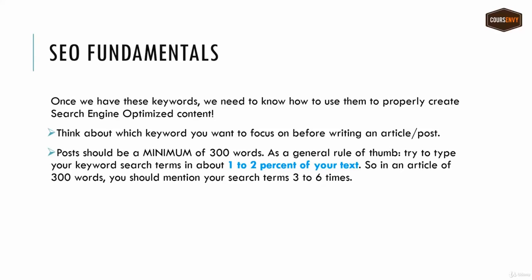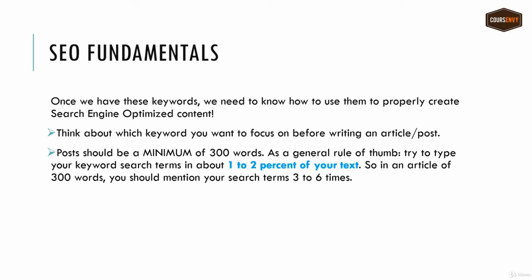So once we have these keywords, we need to know how to use them properly to create search engine optimized content. Before writing an article, you want to think about which keyword you want to focus on. When you create that post or page or article, it should be a minimum of 300 words. Google really frowns on anything shorter because how much content can you actually get out there that isn't just an advertisement in under 300 words? As a general rule of thumb, try to type your keyword search term into about 1 or 2% of your total text. So in an article of 300 words, you should mention your search terms 3 to 6 times.